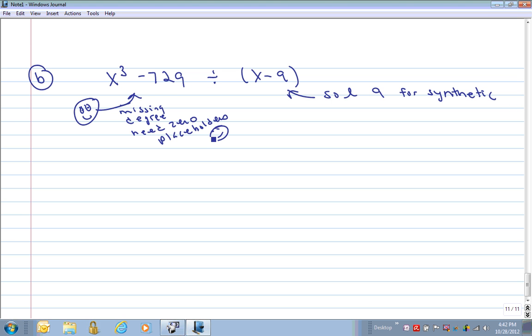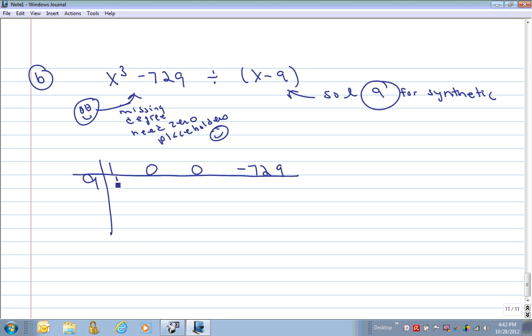All right, so let's set up our synthetic division. We have an x cubed and the coefficient is 1. We're missing the x squared term, so that would be a 0. We're missing the x term, that's a 0, and then negative 729. Set up our synthetic division. And like I said, we're going to use 9 to synthetically divide by.